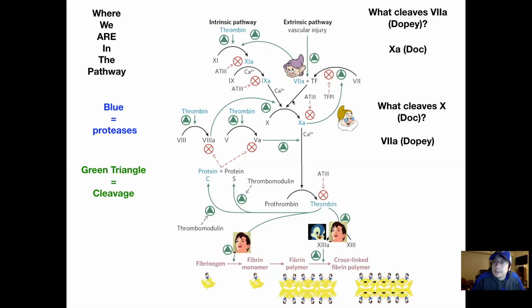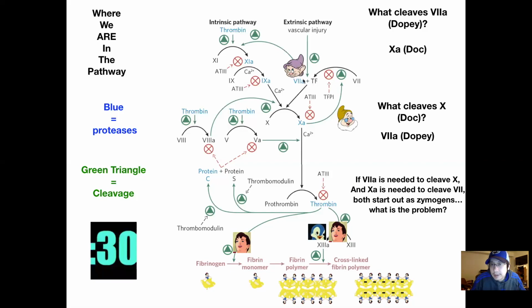The cleavage of this one thing is activated by many parts of the pathway, right? Are you familiar with the idea of the issue of which came first, the chicken or the egg? So here's the issue. Maybe you're seeing, right? 7A is needed to cleave X into XA, right? But how does 7A get cleaved? XA. Okay, but then how does XA get cleaved? Because you see what I'm saying?